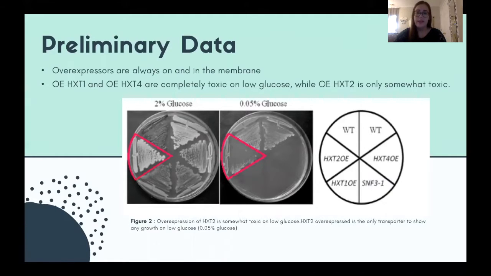The second thing that raises suspicion is that HXT4 overexpressor is completely toxic on low glucose. This is also interesting because, like HXT2, HXT4 is a high affinity transporter expressed in low glucose. So why, if both HXT2 and 4 are normally expressed under low levels of glucose, why, when they're overexpressed, do we see these differences?